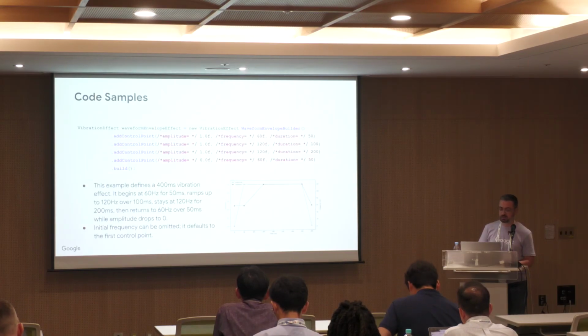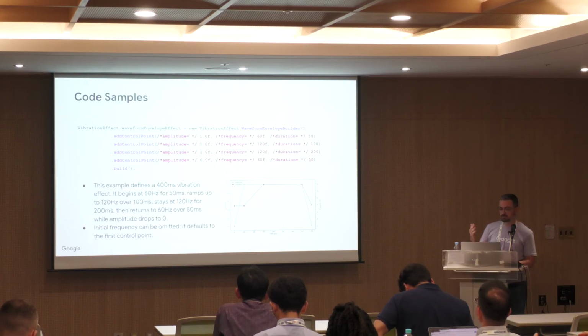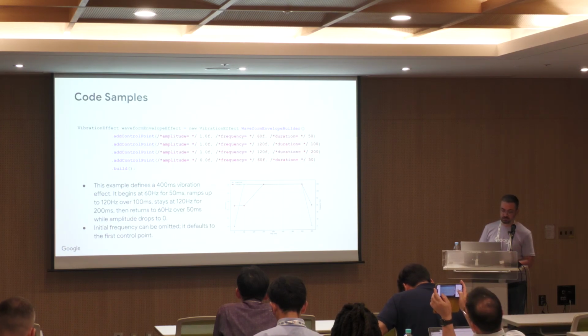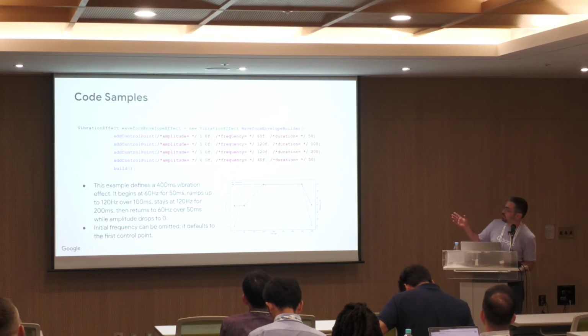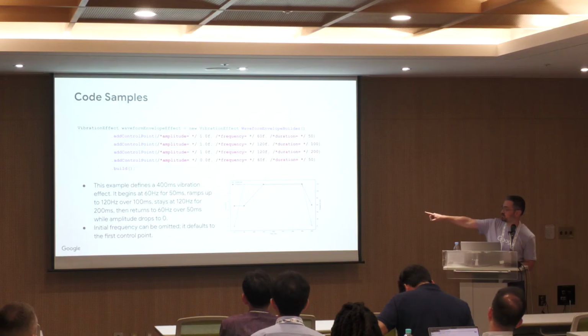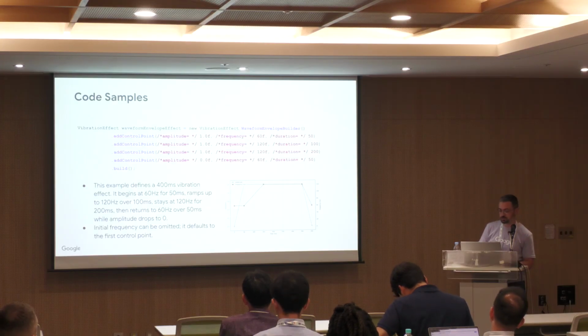So it looks a lot like the basic API. This is an example where we're defining a 400 millisecond vibration. It begins at 60 hertz for 50 milliseconds, ramps up to 120 over 100 milliseconds, stays there for about 200 milliseconds, and then returns to 60 hertz over 50 milliseconds while the amplitude drops to 0. Here I omitted the initial frequency, and because of that, it just starts at the first point. As you can see, it's going to be 60 hertz.